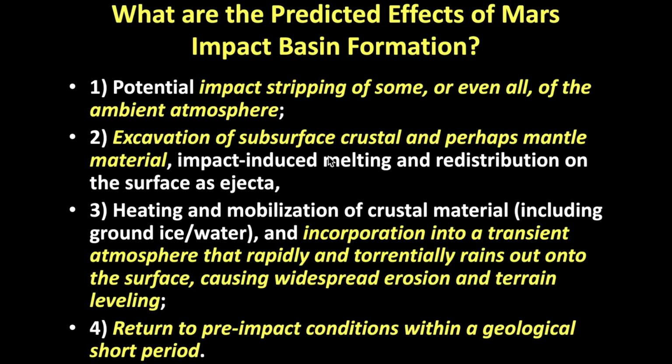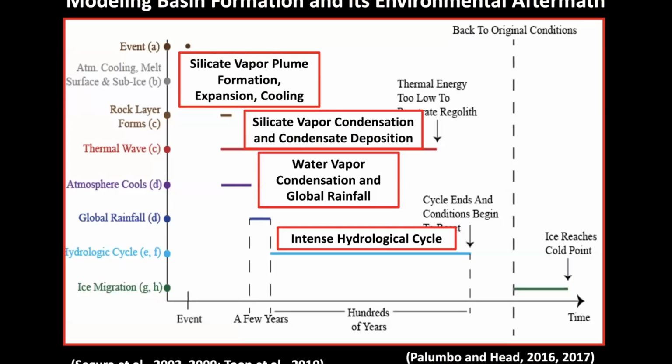And most importantly and interestingly, there is heating and mobilization of crustal material, including ground ice and groundwater, and incorporation of this into a transient atmosphere. This transient atmosphere rapidly and torrentially rains out as the situation cools subsequent to the event, and this causes widespread erosion and terrain leveling. And finally, it turns out that when you do the models, the climate returns to pre-impact conditions within a relatively short geological period of time. So that's kind of interesting.